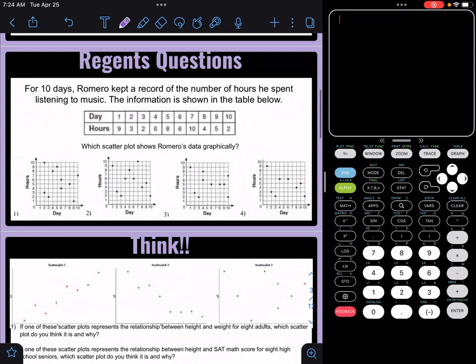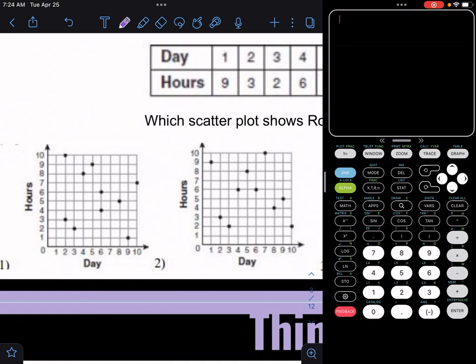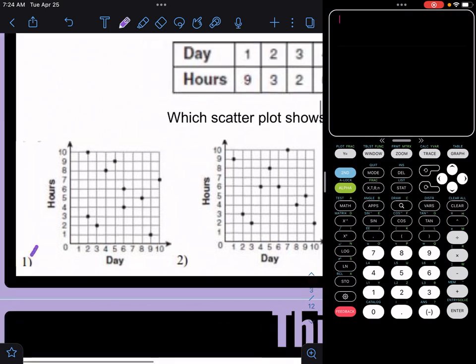Let's look here. For 10 days, Romero kept a record of the number of hours he spent listening to music. The information is shown in the table below. So this is the number of days, and these are the number of hours. And they want to know which scatter plot shows the data graphically. This shouldn't be hard. I need to have 1 day with 9 hours. Well, for 1 day, this one has nothing, so that can't be our answer.